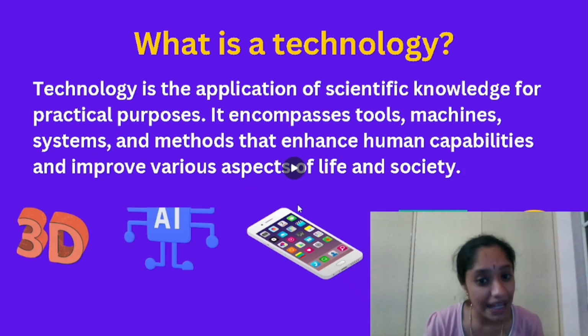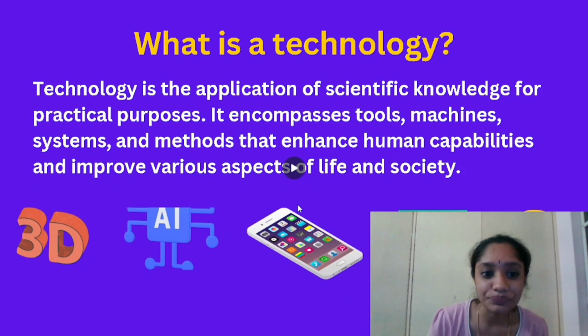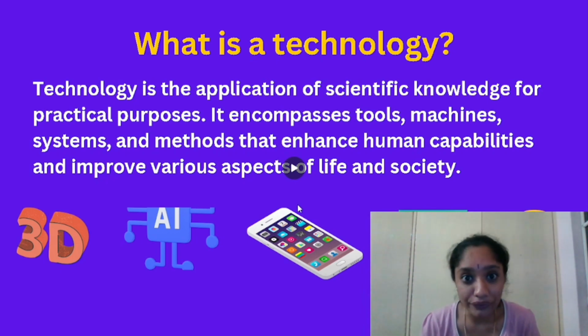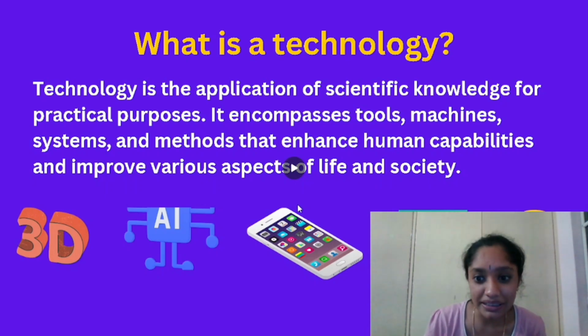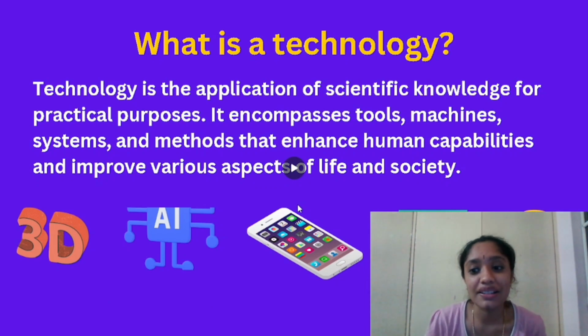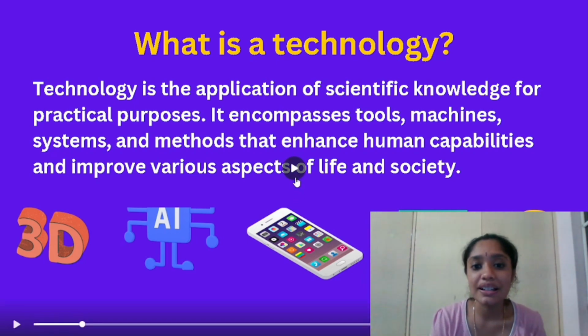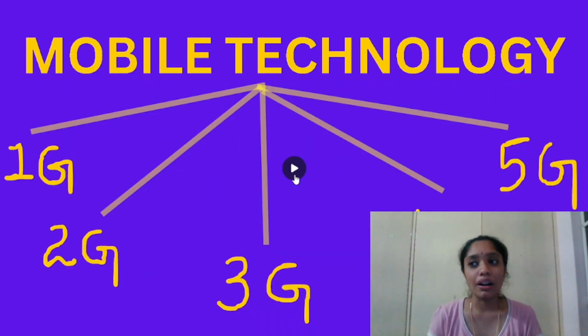So, examples of technologies are here: 3D printing, AI, that is artificial intelligence, mobile phone. As we know in recent times, ChatGPT has made our work very easy, and that is Bitcoin or any sort of bank softwares. So here is our next slide on technology.